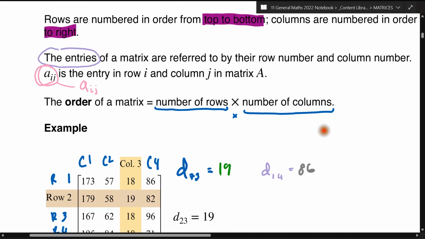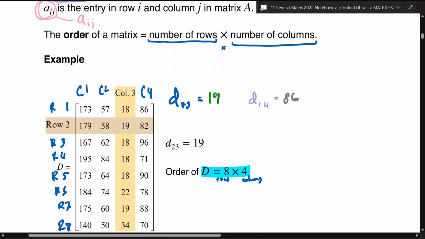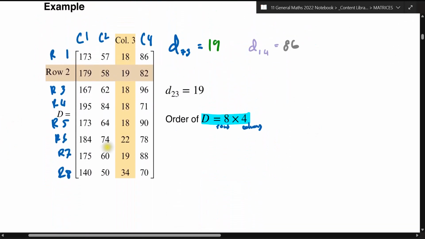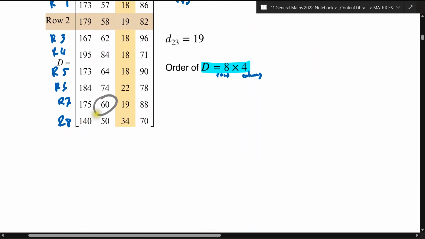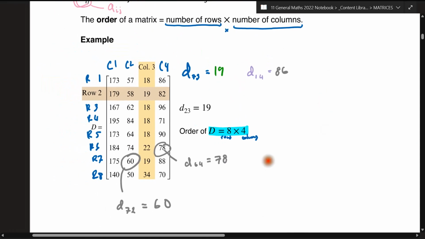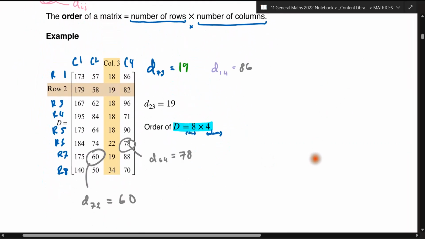If it asks you how you would represent, for example, this number 60, that would be in matrix D, row 7, column 2. The value is 60. This one would be in matrix D, column number 6, row number 4. The value is 78. That's how we read that. All right, let's move on to the next part.